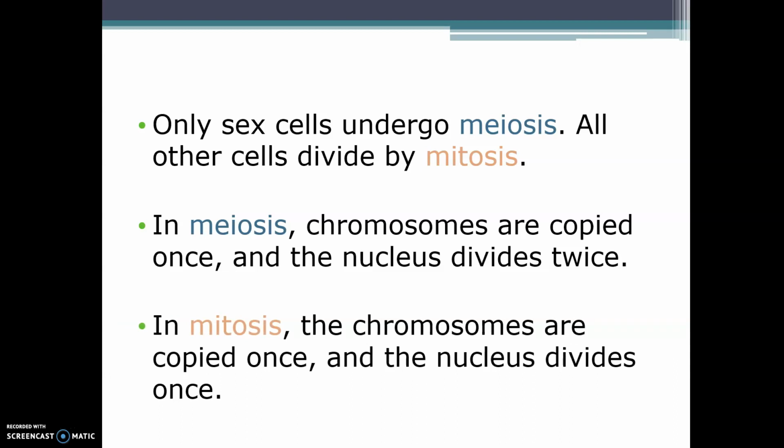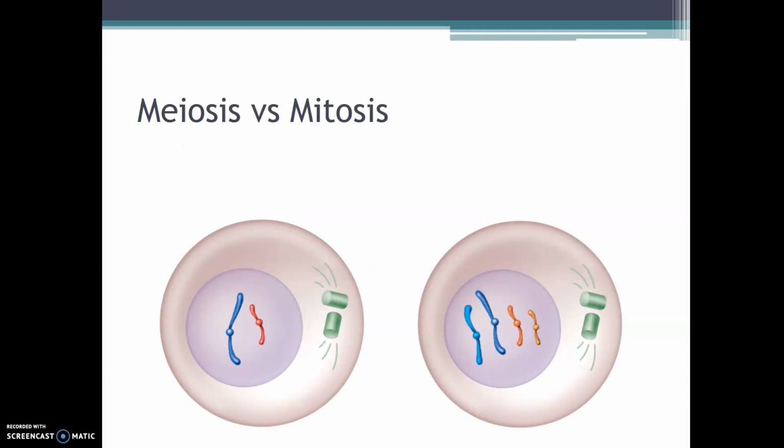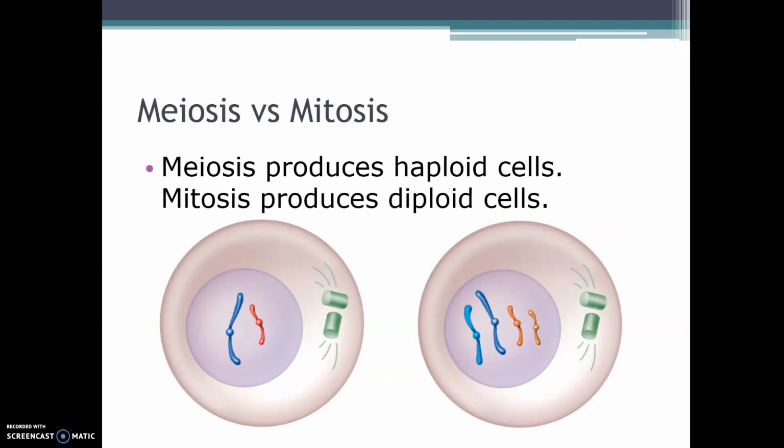And remember, mitosis is happening in all of your other body cells. Meiosis only happens in the sex cells. Meiosis produces haploid cells, while mitosis produces diploid cells. Haploid, diploid. Okay.